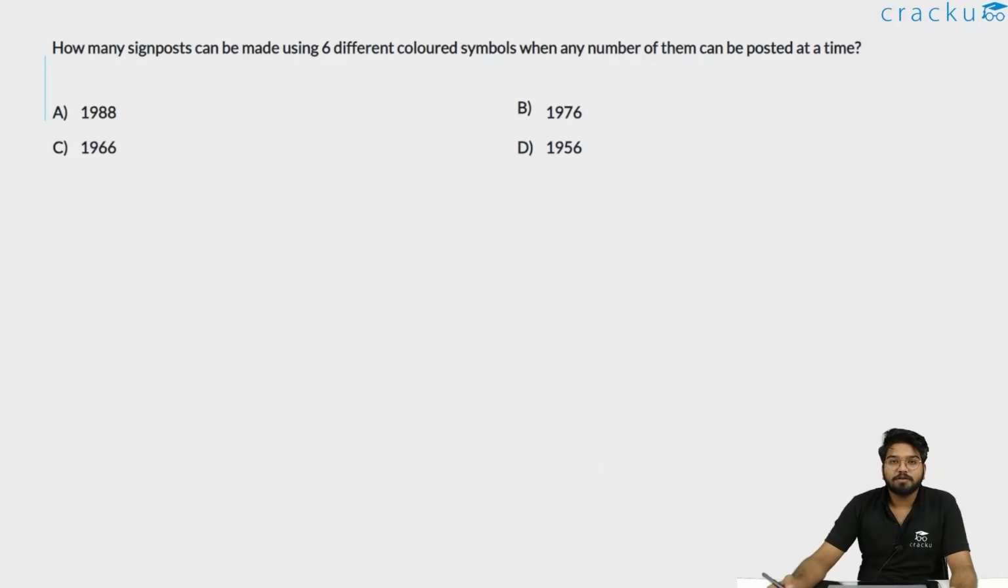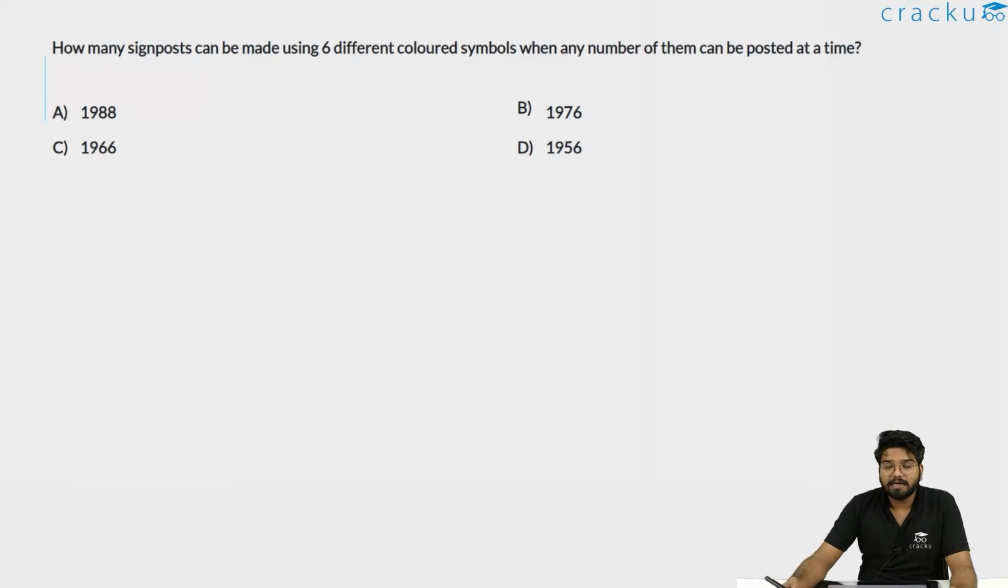Hi guys, we have this question. The purpose behind taking this question is to make you understand the difference between combination and permutation. A lot of students have this doubt, at what point do they need to consider permutation and at what point do they need to consider combination.